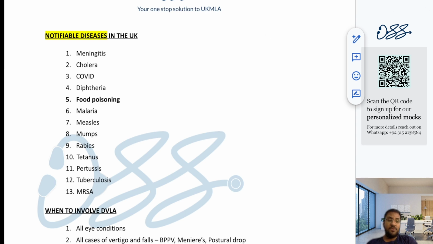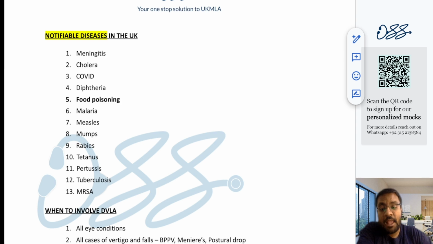So if you encounter any cases of these particular topics, then make sure that you are mentioning and verbalizing the involvement of public health authorities, and you are notifying the public health authorities and referring the patient to the public health authorities as well.